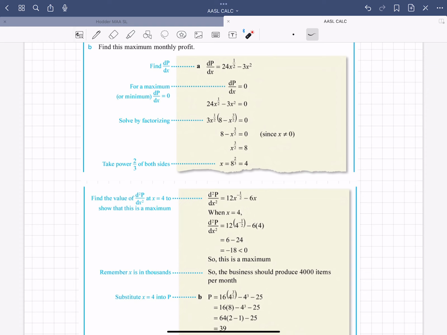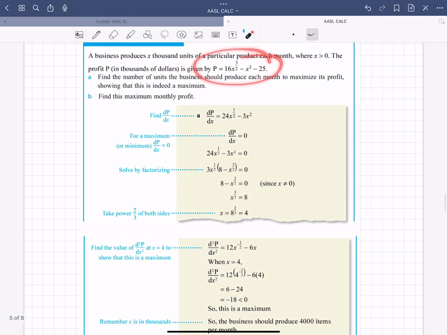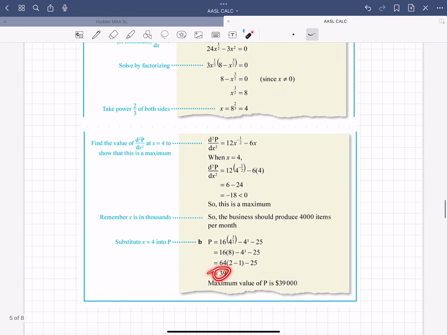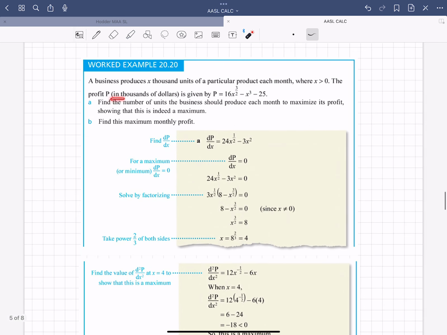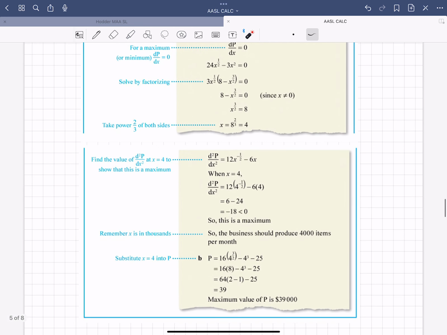And what is that profit? You substitute the value x equals 4 into the original profit function, and you get 39, and the unit was thousands of dollars, so $39,000 per month is the maximum profit. Cool. So that was nice.